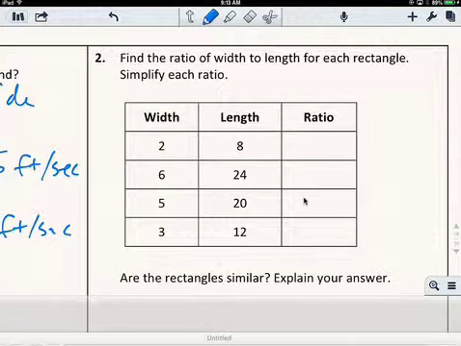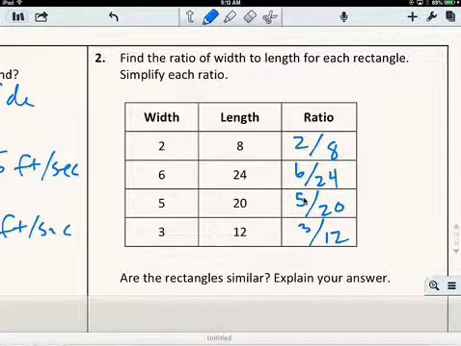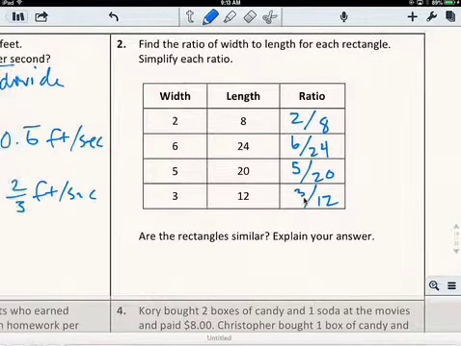Find the ratio of width to length for each rectangle. So that means we take 2 divided by 8, 6 divided by 24, 5 divided by 20, and 3 divided by 12. Are the rectangles similar? Explain your answer. So you may or may not know this, but similar means that the ratio of width to length is the same for all of them.